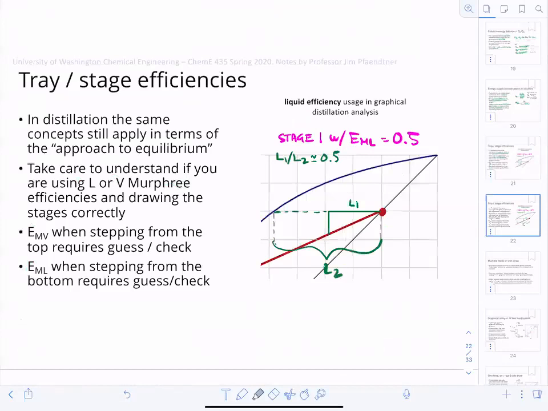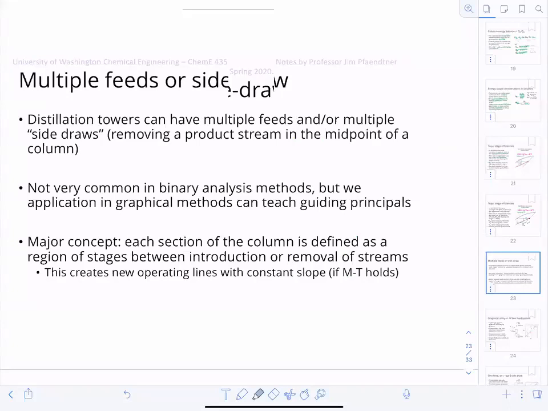Likewise, when you're stepping from the top and you're using a liquid EML value, so liquid Murphree efficiency, this is much more straightforward, because as you're moving from right to left here toward the equilibrium curve, you can exactly calculate or eyeball when you will get to, say, for example, a value of 50%, given the example here on this slide. So that shouldn't be a surprise. It's very consistent with what we did in the absorber and stripper. So just keep that in mind and know that it may come up.